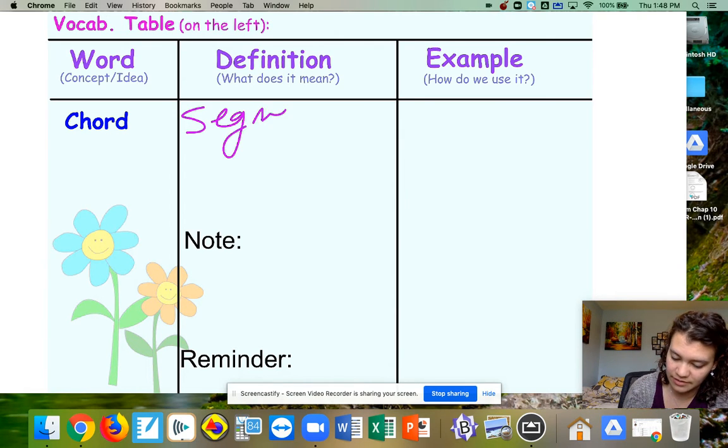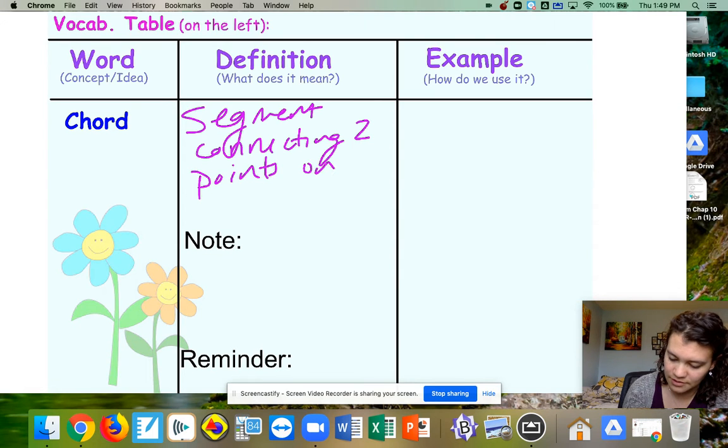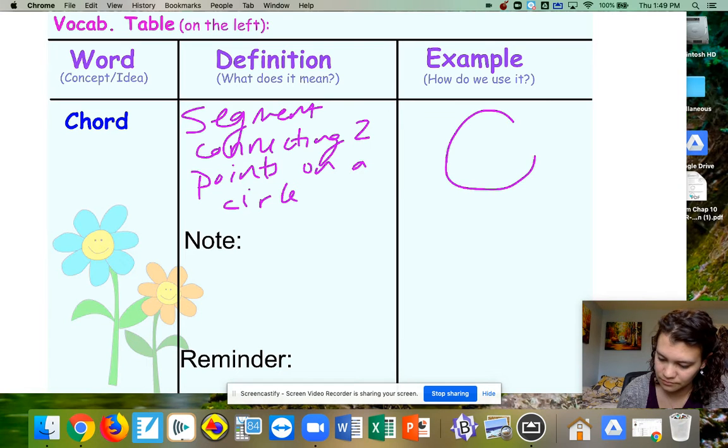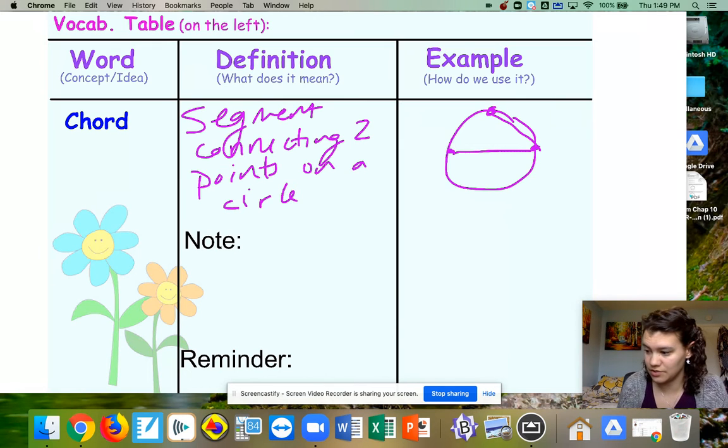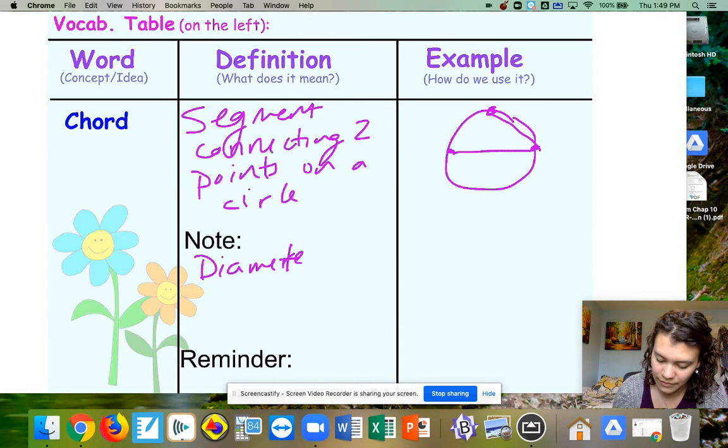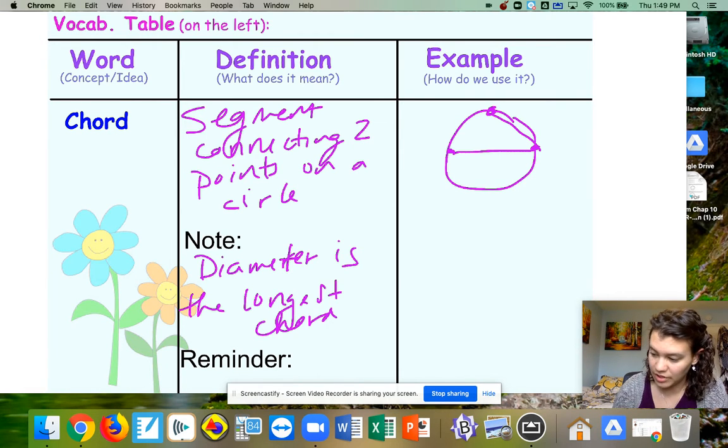So a segment connecting 2 points on a circle. So if I draw a circle, a segment would come here, and it would connect those 2 points. Or you could have something coming here, but it's just something that connects 2 points on a circle. And note, the diameter is the longest chord in any circle, because it's going directly across.